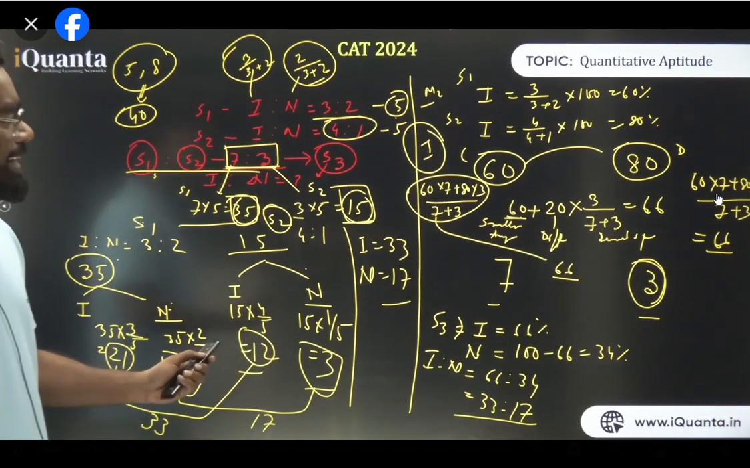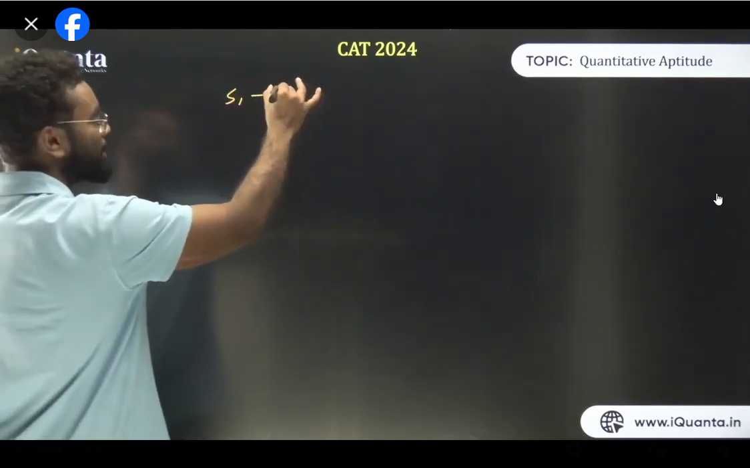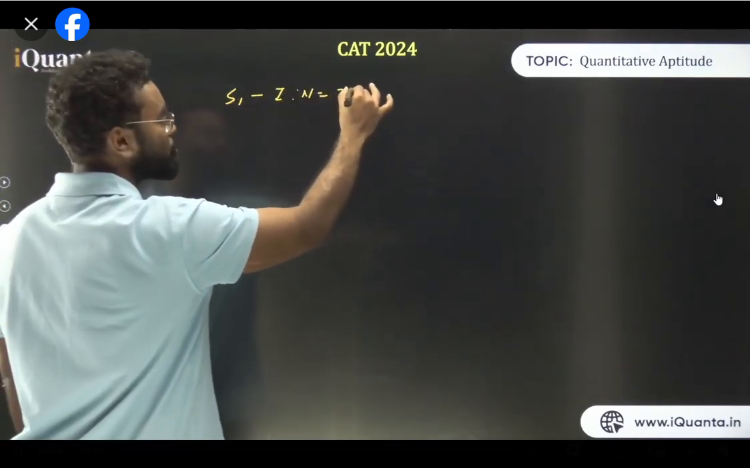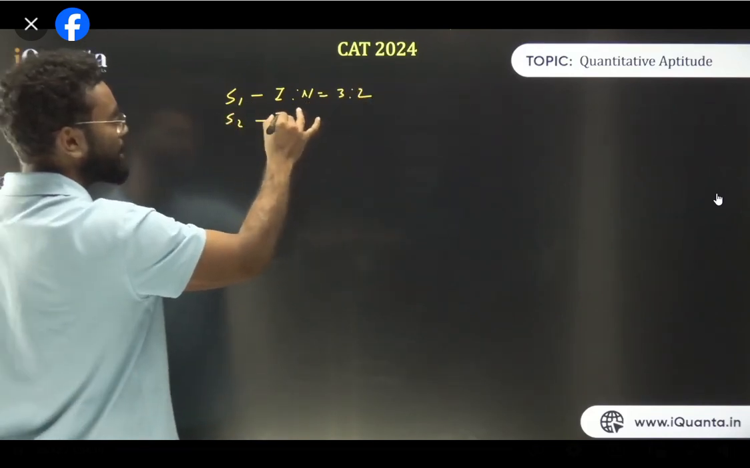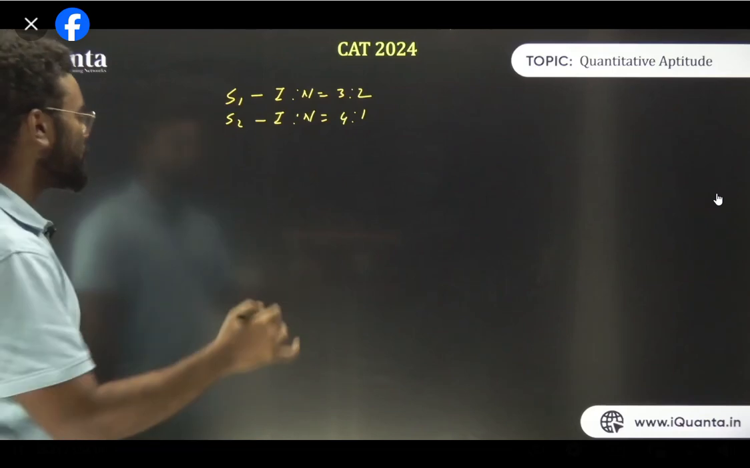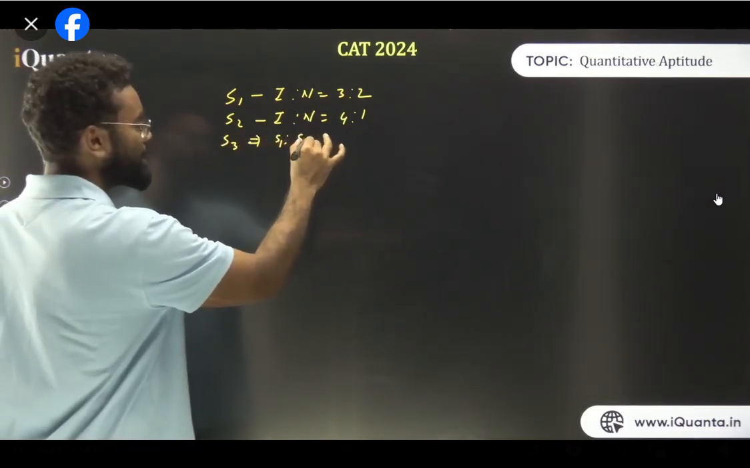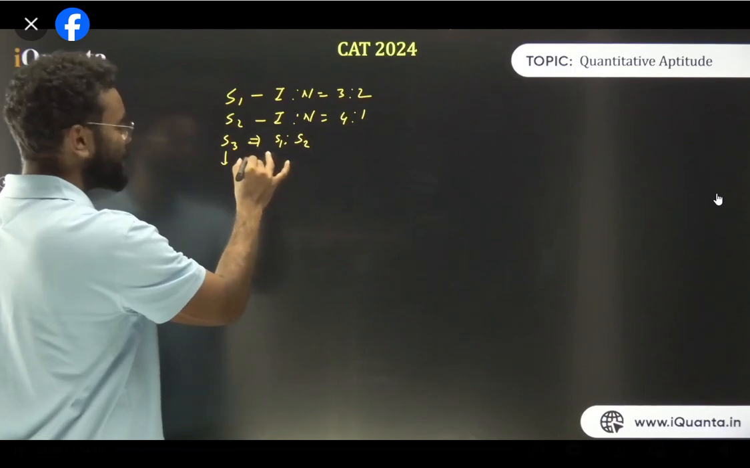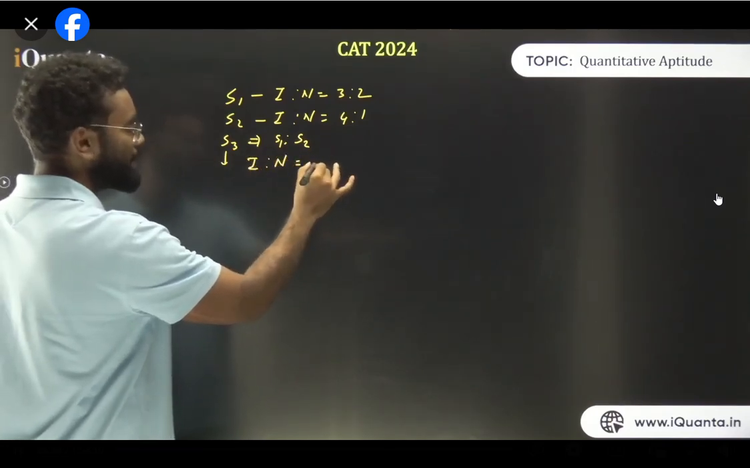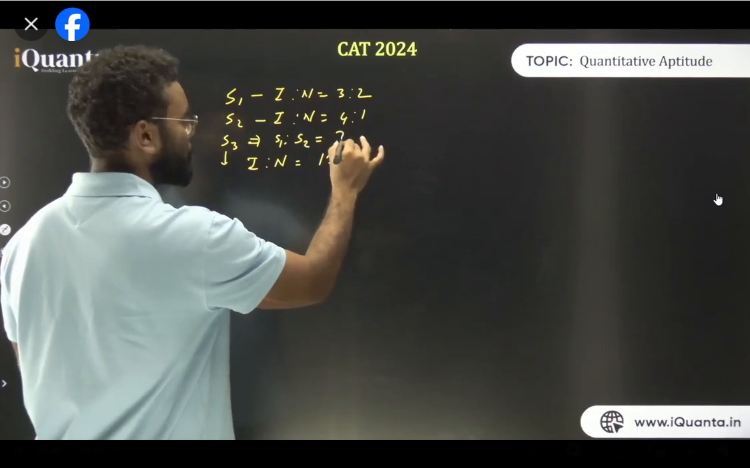The next one, I just changed this question. Now see how I change it. Let's say the same thing is there. S1, the ratio of iron to nickel is 3:2. And S2, the ratio of iron to nickel is again 4:1. I'm not changing the data because this data is already used, so it is easy for you. So in S3, I have mixed S1 and S2 in such a ratio that in S3, the ratio of iron to nickel is 13:7. Now you need to find the ratio of S1 to S2.